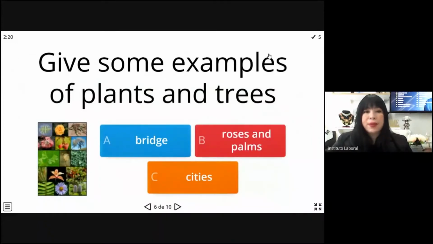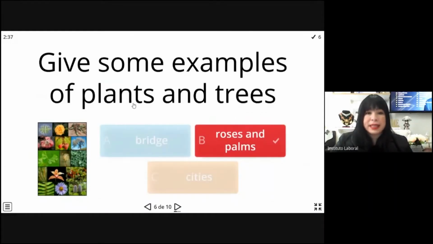Give some examples of plants and trees. Plants and trees: bridge, roses and palms, and cities. Which are examples of plants and trees? B. Roses and palms. Very good. They are examples of plants and trees.